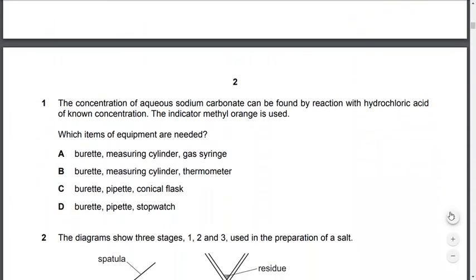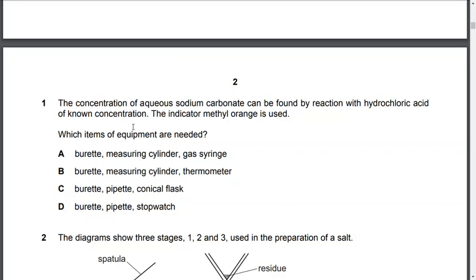MCQ number 1: the concentration of aqueous sodium carbonate can be found by reaction with hydrochloric acid of known concentration. The indicator methyl orange is used. We're going to select from all of these options which option contains the apparatus that is supposed to be used. As we can see, sodium carbonate is used over here, which is in aqueous form, and hydrochloric acid, which is once again in liquid form of a known concentration.